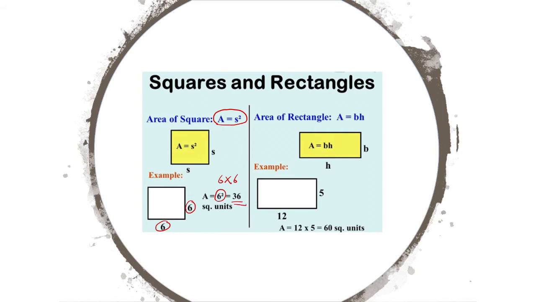We have to multiply the sides 2 times to find the area of a square. Alright, now let's look at the area of a rectangle.